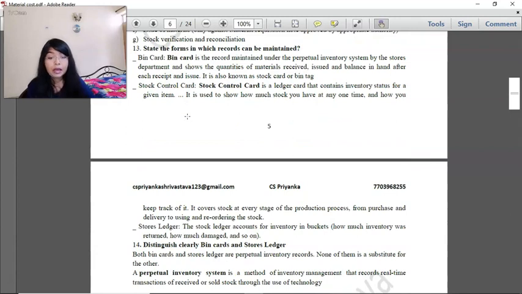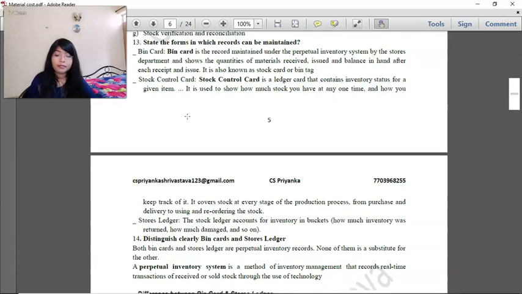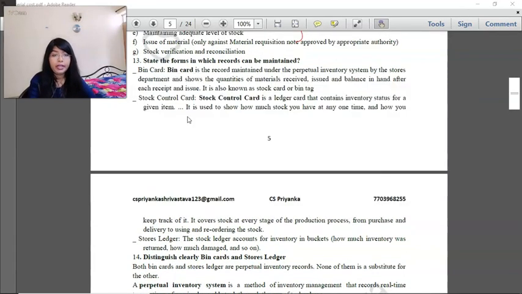Okay. Now, we have two terms right now. Let me explain on the board. Bin card and stock ledger. Let us write something about this first.